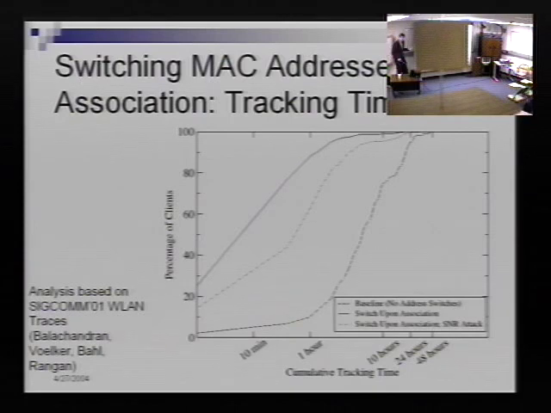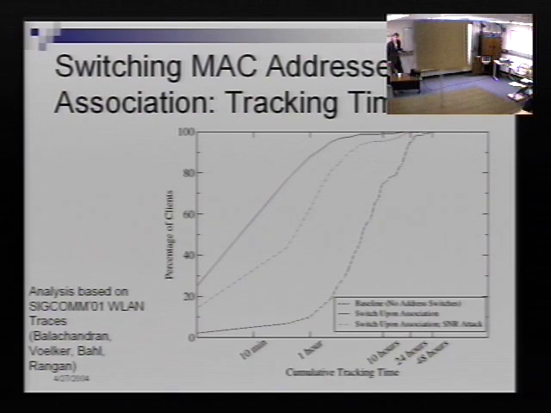Now, if you switch MAC addresses whenever somebody logs onto the network, we're getting to this curve here, where only 10% of users are then being tracked for longer than 1 hour. So only 10% of sessions last for longer than 1 hour.